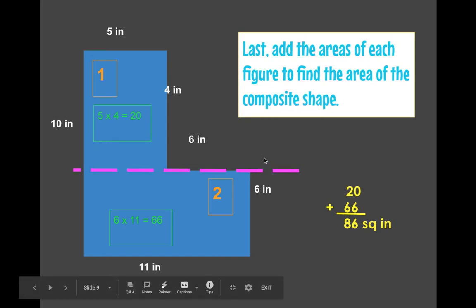So there was a couple steps. I'm going to walk back through them, and then we're going to work together on the next one. First, we divided and labeled. Then we found the area for each figure, and then we added the areas, and we got the total area. So one more time, we divide it into 2 figures and label them. Then we find the area for each figure. Then we add those areas up, and we get the total area, which is, in this case, 86 square inches. And that's where those numbers came from.